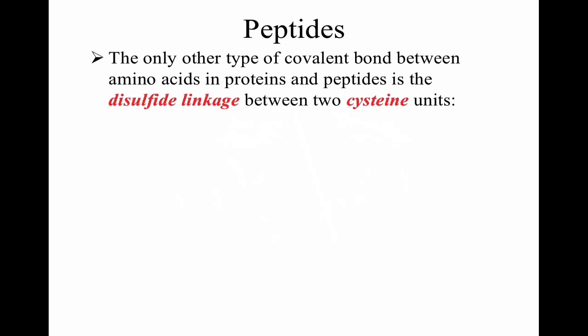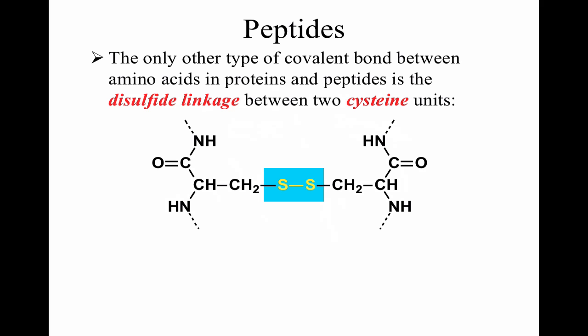The other type of covalent bonds that we have to pay attention to in proteins and peptides are the disulfide linkages. So two cysteines can actually come together to form a sulfur bond, right? What amino acid residue did we learn about last time that actually has the sulfur bond? Cysteine, right? And so this is a cysteine unit.